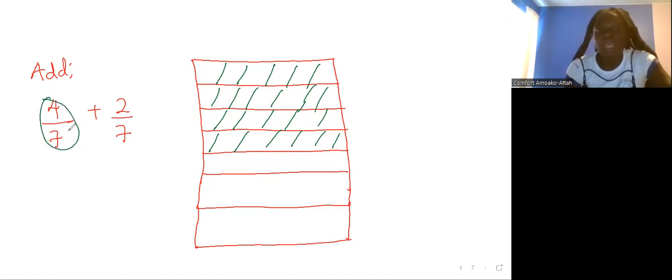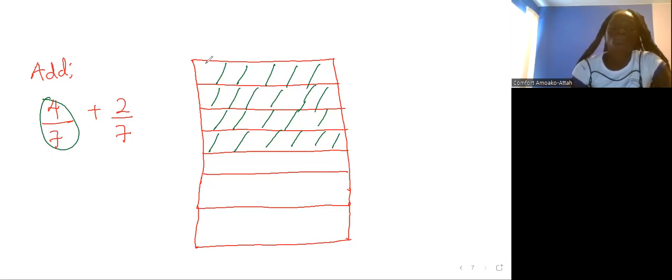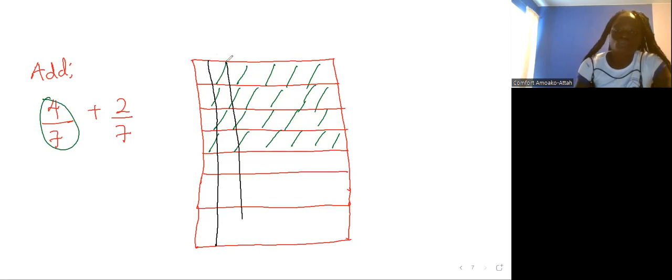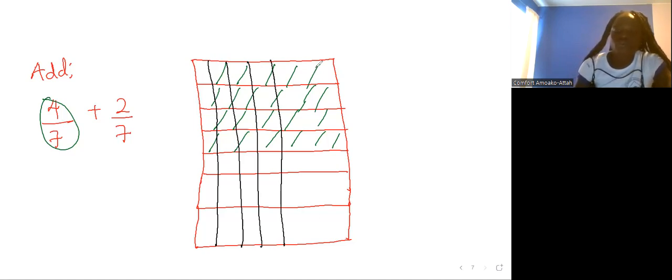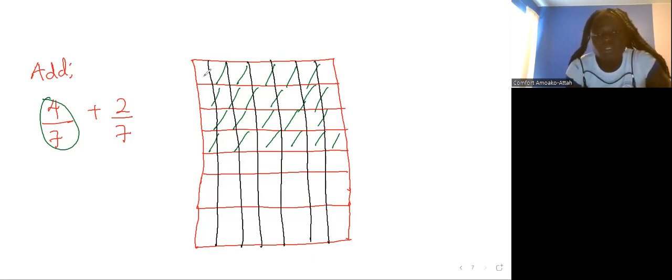Then to add the 2 over 7 to it, what did you do? Great. You further divided it into 7 equal parts vertically. So 1, 2, 3, 4, 5, and 6. Are we getting our 7 divisions? 1, 2, 3, 4, 5, 6, 7. Perfect. Then you shade 2 parts out of this.